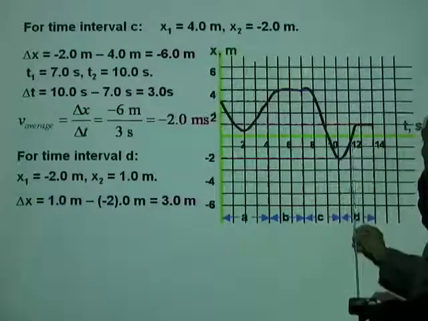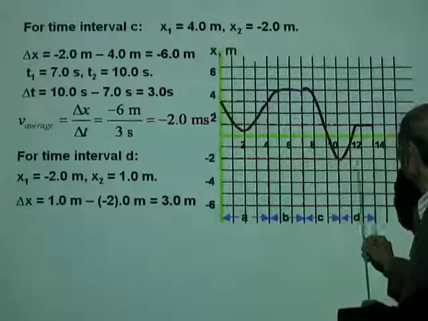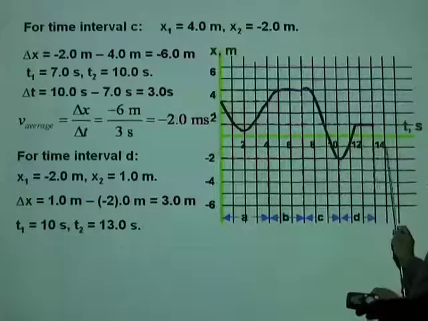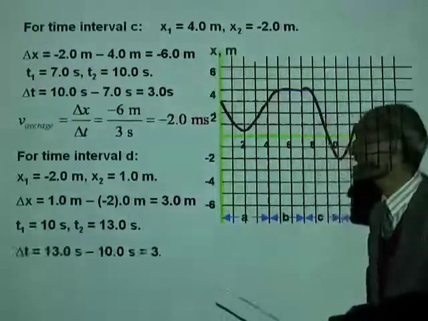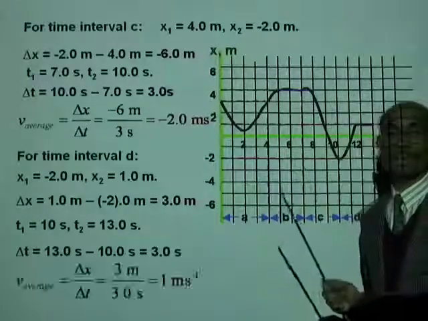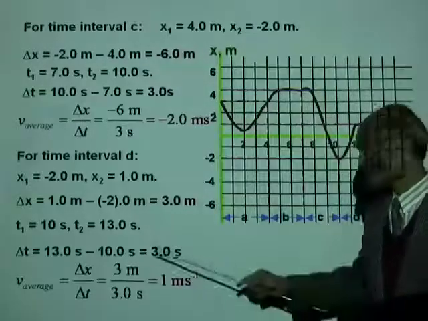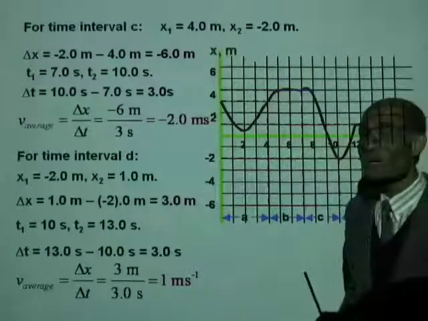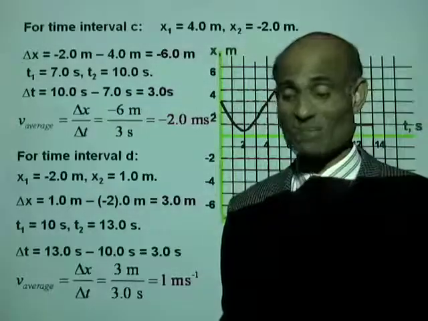And what is the time interval? The initial time is 10 seconds. The final time is 13 seconds. Is that right? This is 13, that is 14. So T1 is 10 seconds, T2 is 13 seconds, therefore delta t is 3 seconds. The average velocity is delta x divided by delta t. 3 meters divided by 3 seconds, that is 1 meter per second. That is the average velocity during that interval.